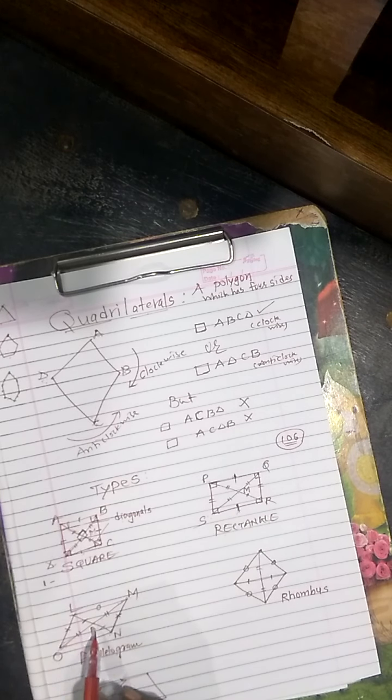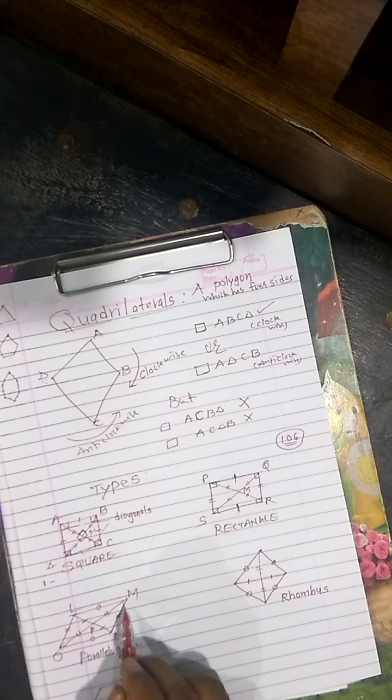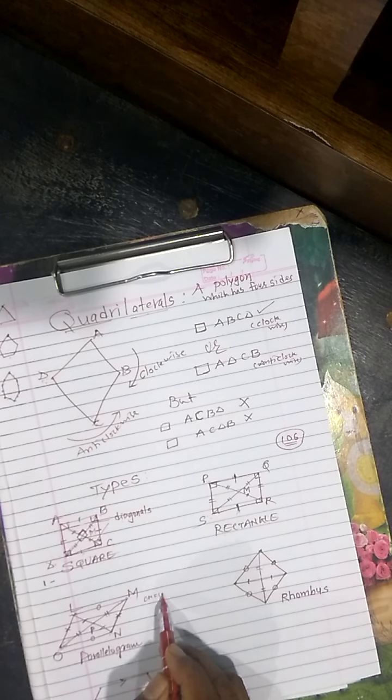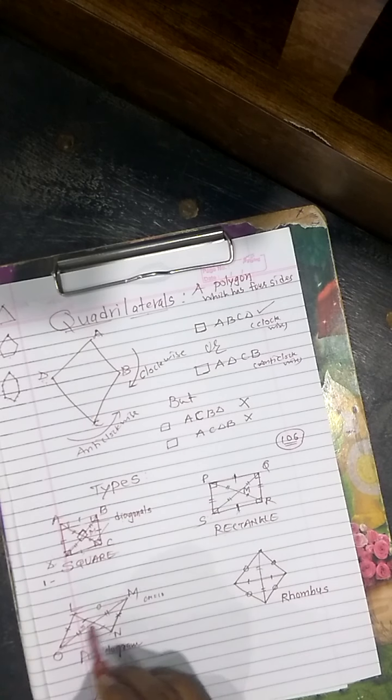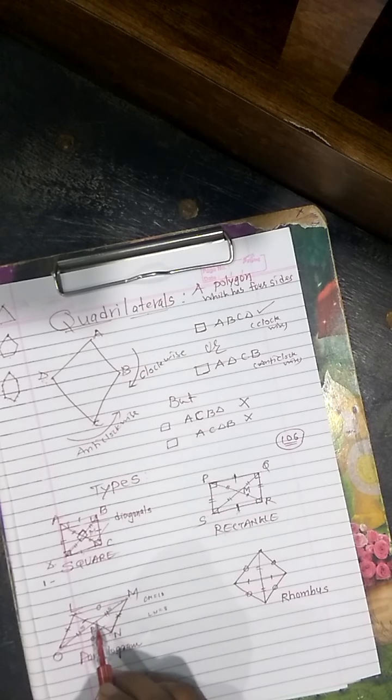Similarly, LP is equal to PN. Both diagonals are different, but they bisect each other. Suppose OM is equal to 10, so this is 5 and this is 5. Suppose LN is equal to 8, it means LP is equal to 4 and PN is equal to 4. Both diagonals are different, but they bisect each other.